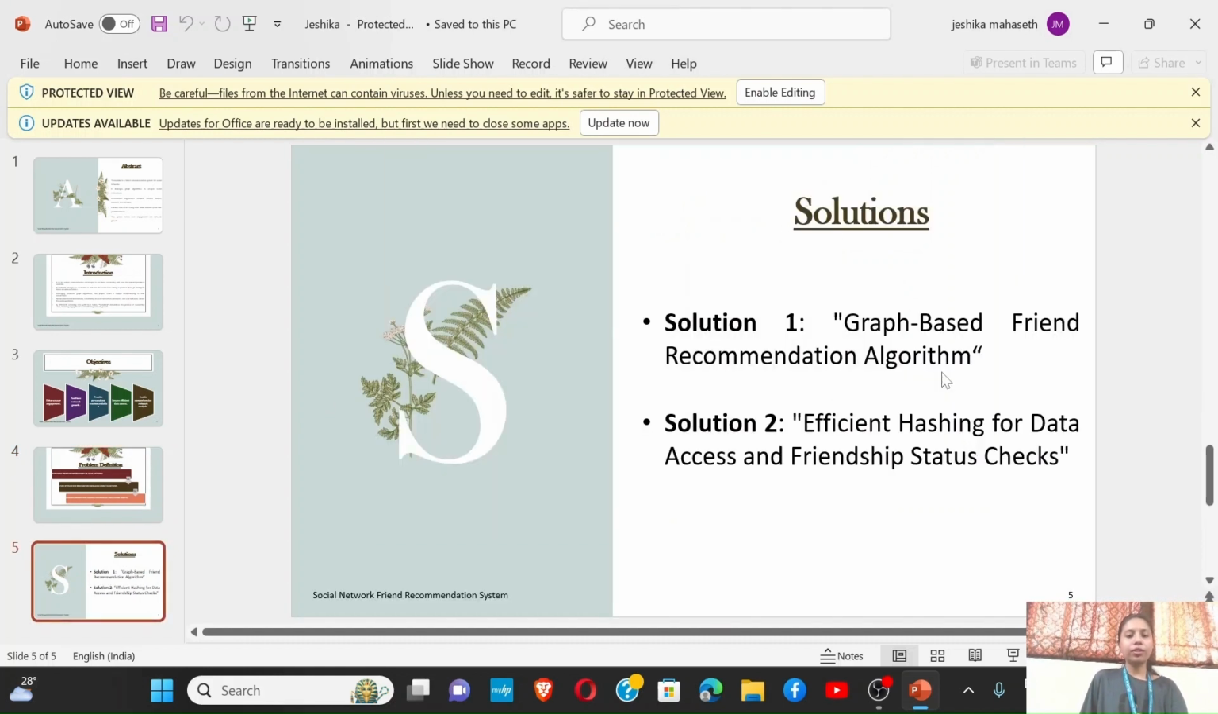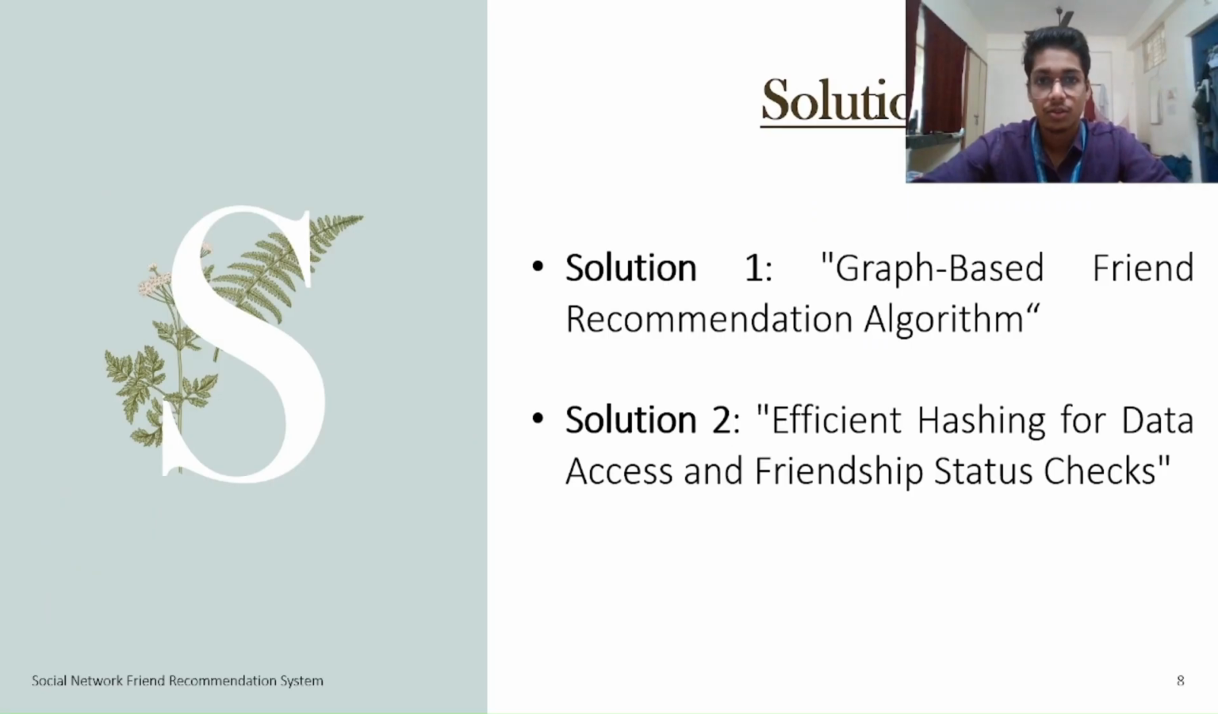So the first solution is titled graph based friend recommendation algorithm, emphasizing its focus on in depth network analysis and personalized friend suggestions. The second solution is efficient hashing for data access and friendship status check. So this was the introduction of our problem statement. Now going to the solutions, Yajat will start with the first solution.